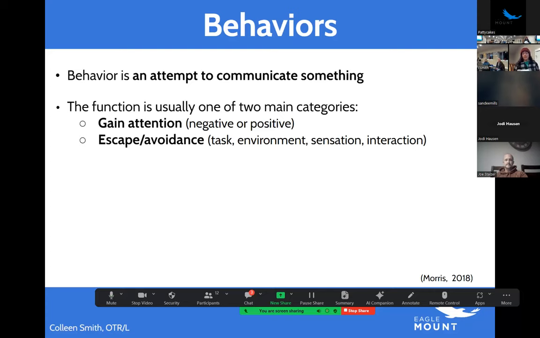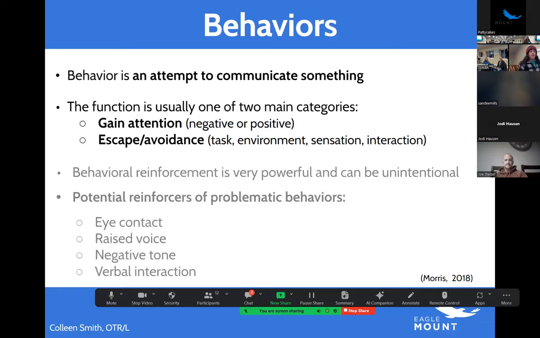The function of behavior is usually for one of two main things. They're trying to gain attention, or escape or avoid what's going on. And that could be a task they don't want to do, or it could be the sensory stuff, or interpersonal. And reinforcement is really, really powerful, and we're doing it unintentionally all the time.